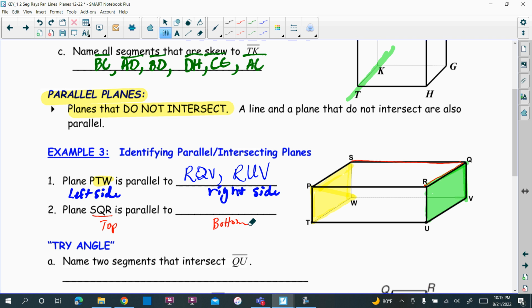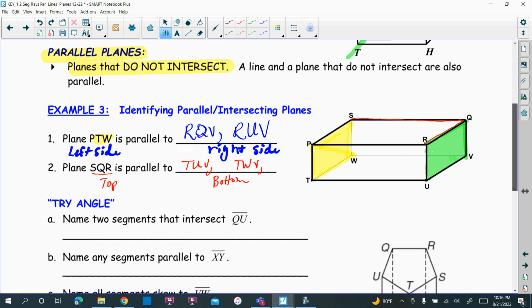So again, our answers can vary here. I could say on the bottom there's T, U, V. I could say also T, W, V. Okay, as long as I'm picking 3 points that are non-collinear. So there's any combination that you can pick there, but they have to be on the bottom for it to be correct.